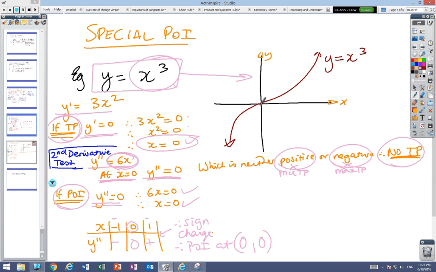But it doesn't look like there's an obvious change in concavity, but there is. Okay, this is concave down, and then this is concave up. And this POI is called a special POI. It's called a horizontal, H for horizontal, point of inflection. Okay, so it's still a point of inflection, but it's called a horizontal point of inflection. Okay, so copy that down and come across when you're ready.